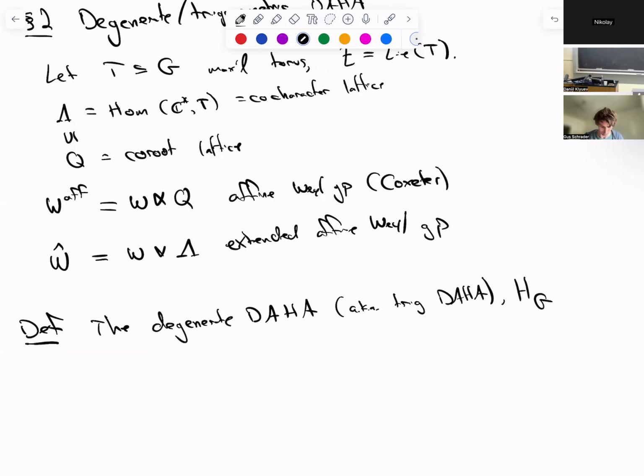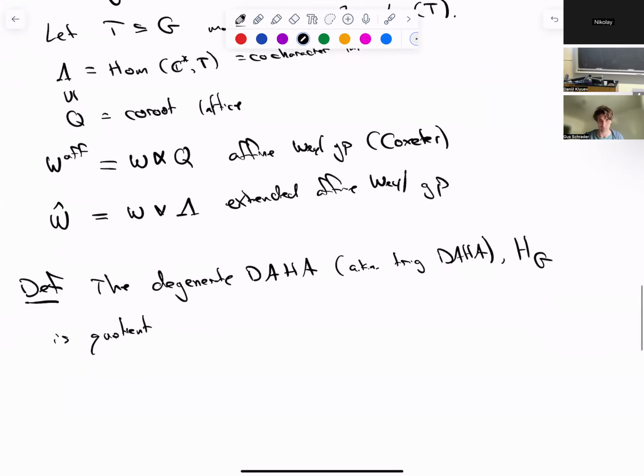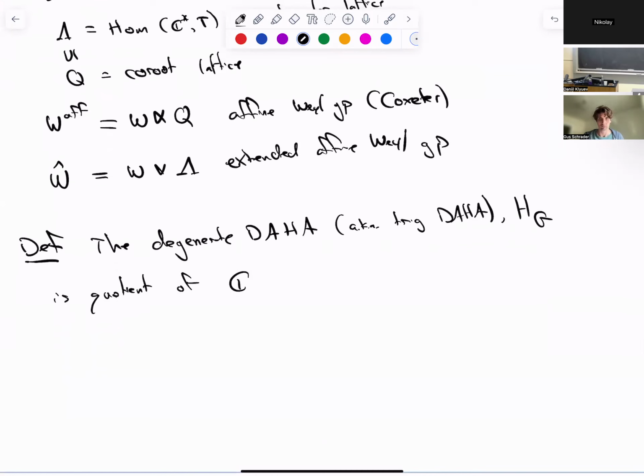So this HG is a quotient of this free algebra generated by the group algebra of the extended affine Weyl group and the polynomial algebra in the torus. And I'm going to extend scalars and write down H bar kappa. So these are deformation parameters. And my notation, I invented this notation. I'm sorry if it's not standard.